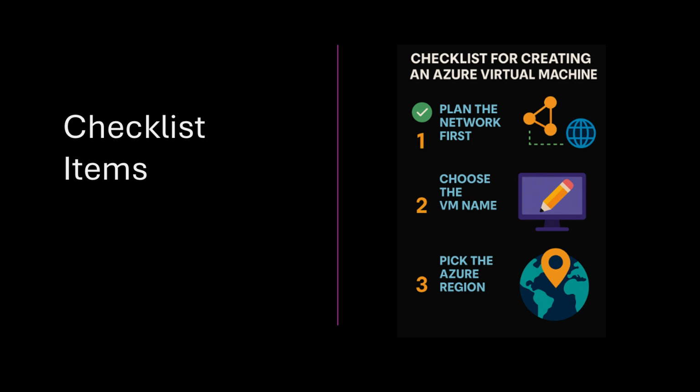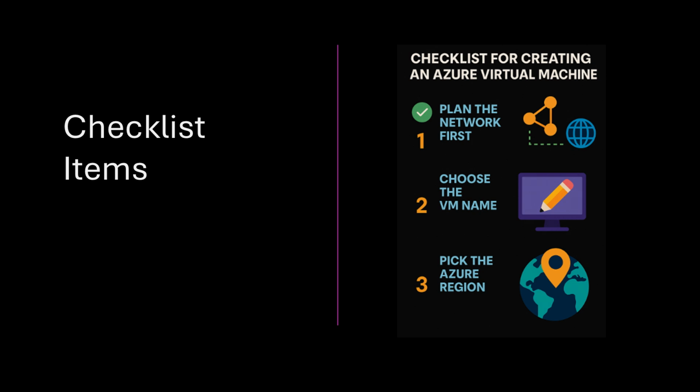You should follow a consistent naming convention to make resource management easier. A good format is something like prod-AUE-web-01, where prod indicates the environment, AUE is the region code, web defines the role of the VM, and 01 is the instance number. Using clear, consistent names will help you quickly identify and manage resources as your environment grows.